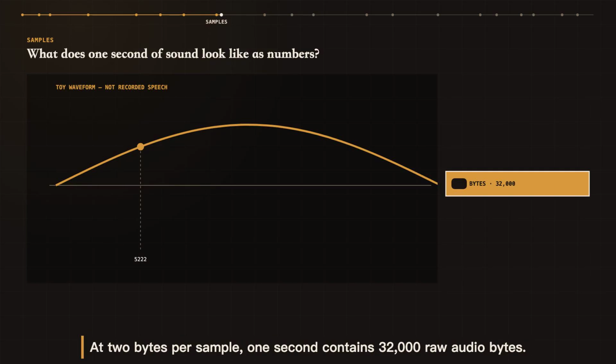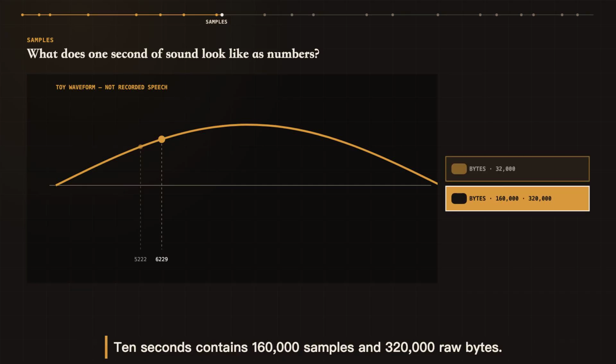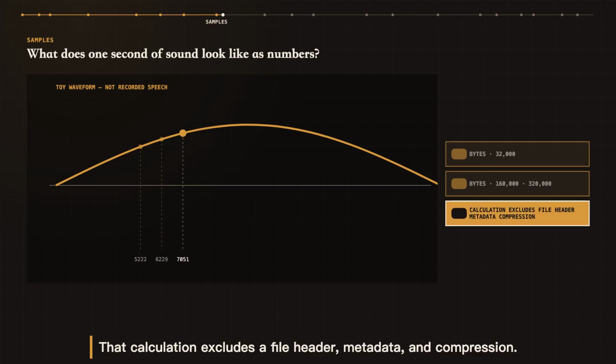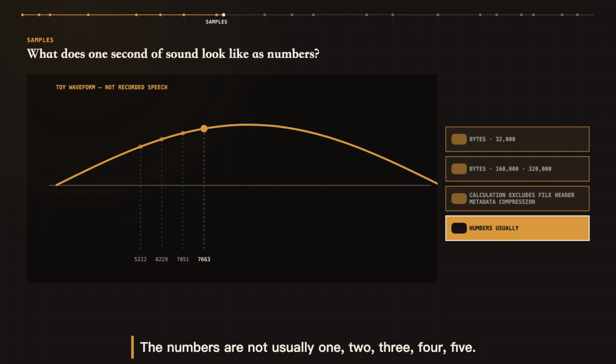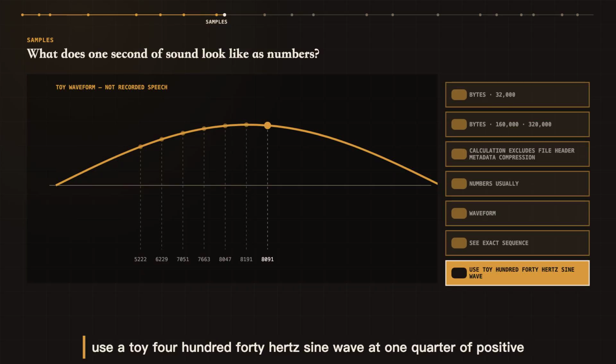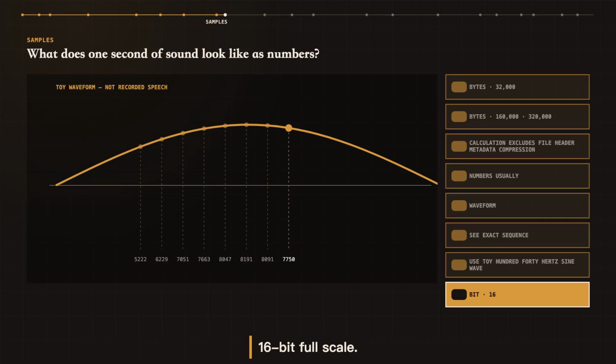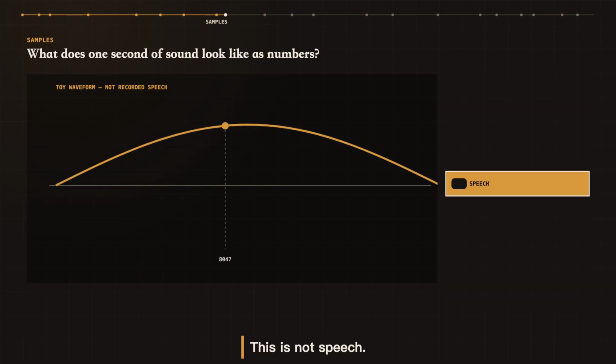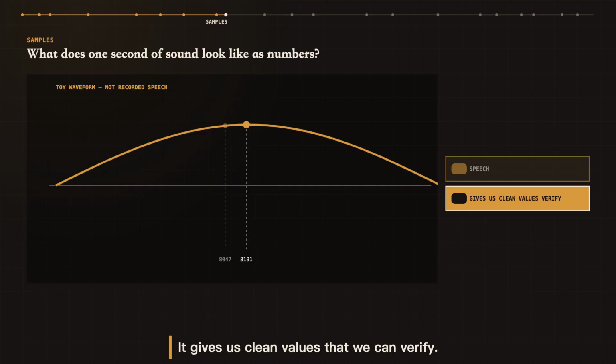At 2 bytes per sample, 1 second contains 32,000 raw audio bytes. 10 seconds contains 160,000 samples and 320,000 raw bytes. That calculation excludes a file header, metadata, and compression. The numbers are not usually 1, 2, 3, 4, 5. They rise and fall with the measured waveform. To see an exact sequence, use a toy 440 Hz sine wave at 1/4 of positive 16-bit full scale. This is not speech. It gives us clean values that we can verify.